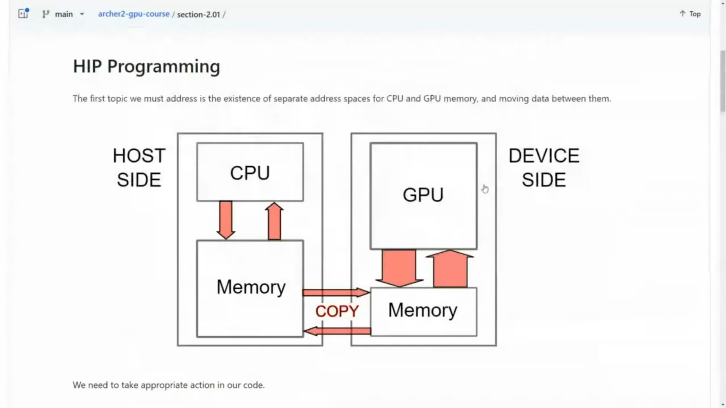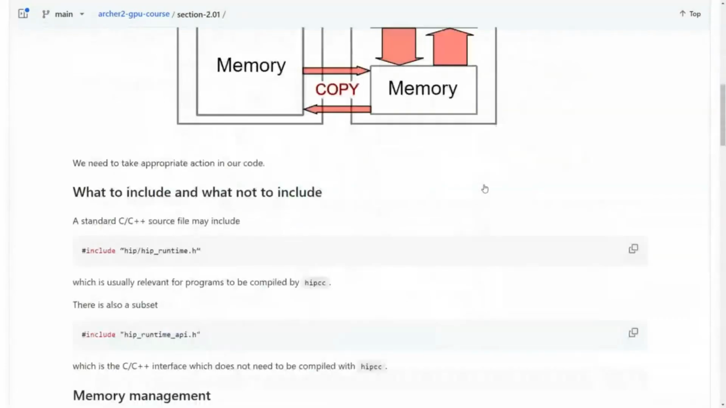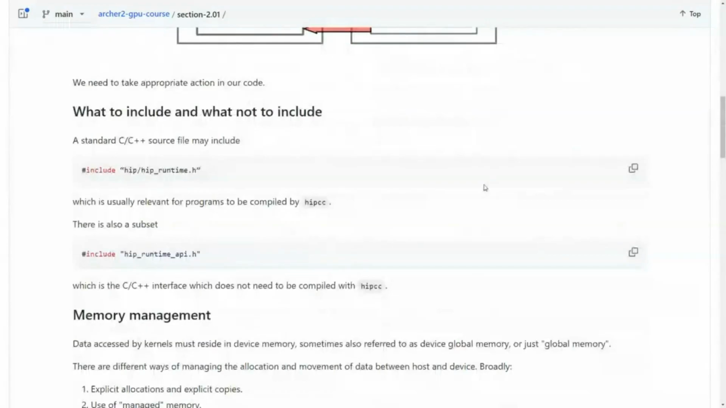Yes, so we're talking about moving memory between host and device. So what do we need to include? What do we not need to include? As a standard C++ source file, it needs to include the HIP runtime.